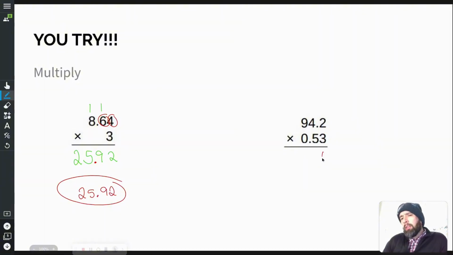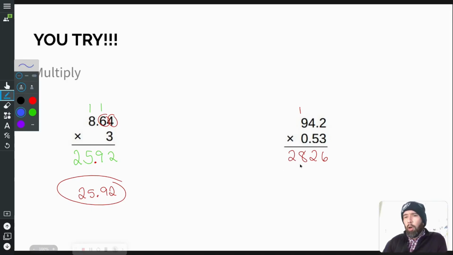3 times 2 is 6. 3 times 4 is 12. Carry the 1. 3 times 9 is 27. 27 plus 1 is 28. Start the new row with the 0. Get rid of that 1.